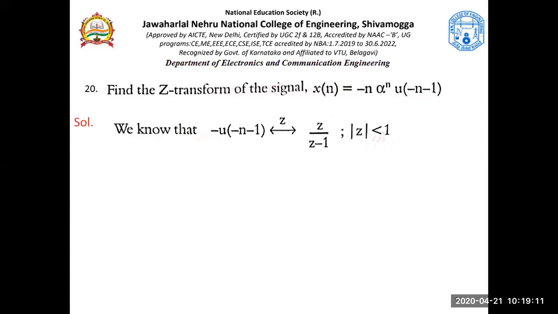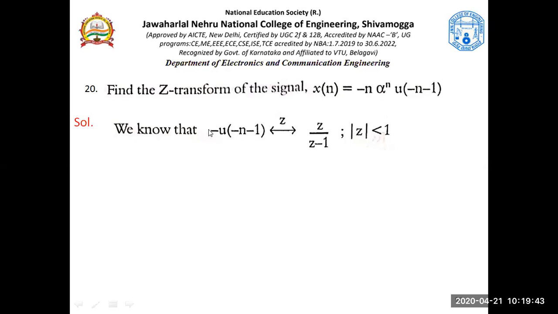For u of n, the z transform is also z by z minus 1 only. But for u of n, the ROC should be z greater than 1. Since it is a negative sequence, the ROC is z less than 1. This is one thing that I wanted to give you. Next, what shall we do? We shall bring in n to this. If we bring in n, which property is that?